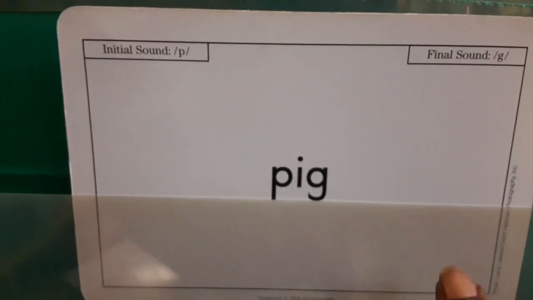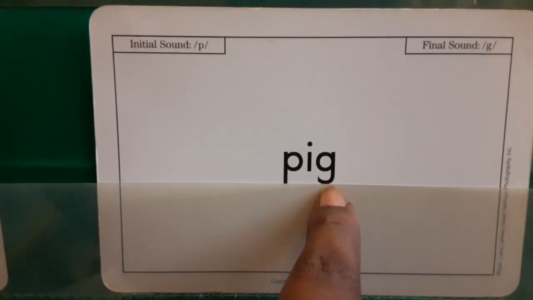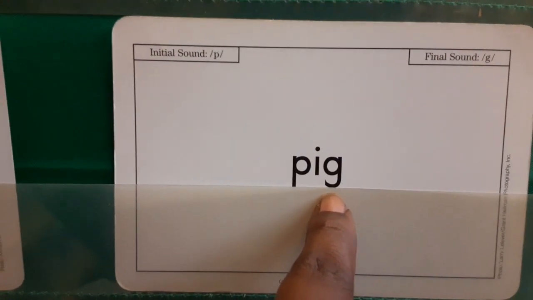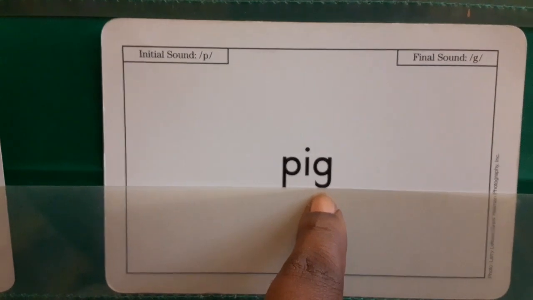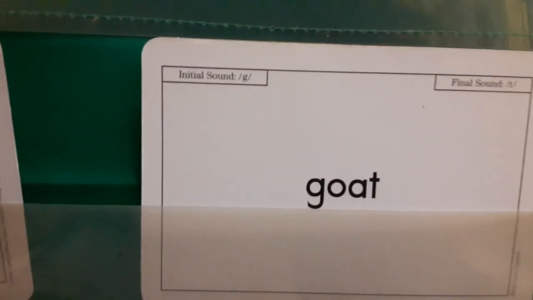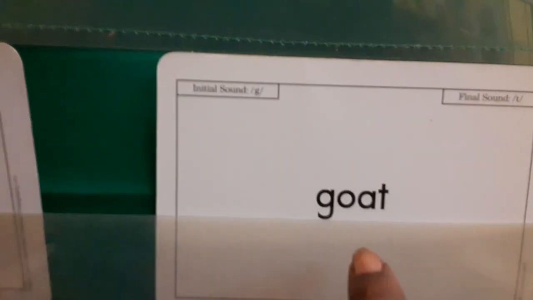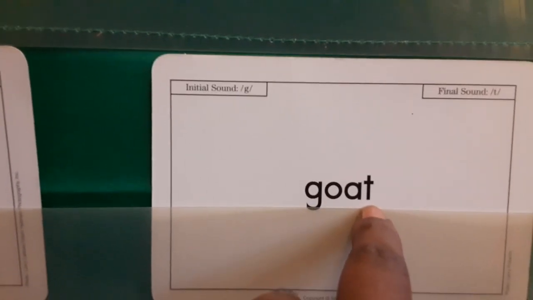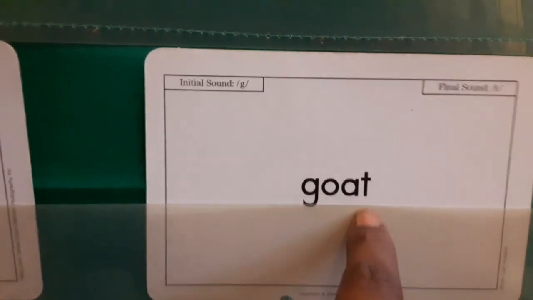Put your finger on the last sound, last letter. Say the word pig. G, g. What is the last sound, last letter? G, g. G. Good job. And on the last picture card, we have goat. Put your finger on the last letter. Goat. T, t. What sound is that? T sound. The letter is T.